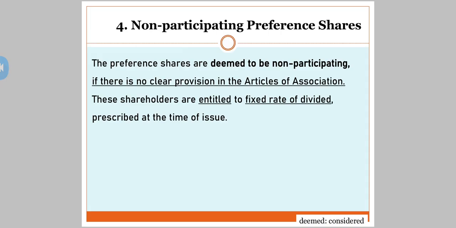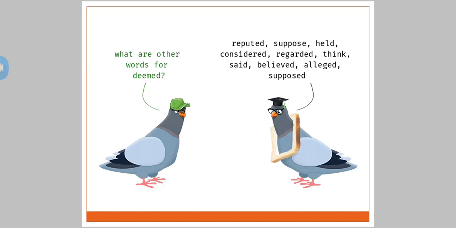If nothing is mentioned in the Articles of Association, it is considered non-participating preference shares. These shareholders are entitled to a fixed rate of dividend prescribed at the time of issue. Just like the normal preference shares, the rate of dividend will be fixed at the time of issue of those preference shares. The other words for deemed are suppose, considered, regarded, think, said, believed.